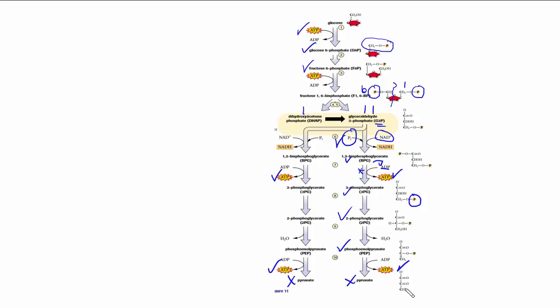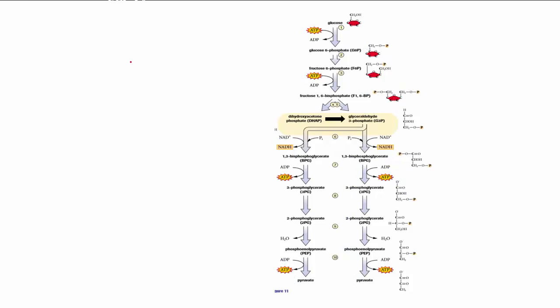Pyruvate is a 3-carbon molecule, and because there are two of them produced, these two 3-carbon molecules add up to the original 6 carbons that were in glucose. So the net result is the production of 2 ATP, 2 pyruvates, and 2 NADHs, one here and one here. All right, so that's the process of glycolysis.